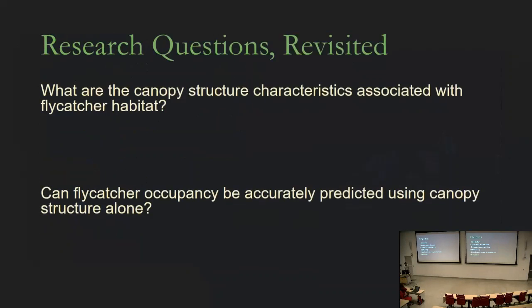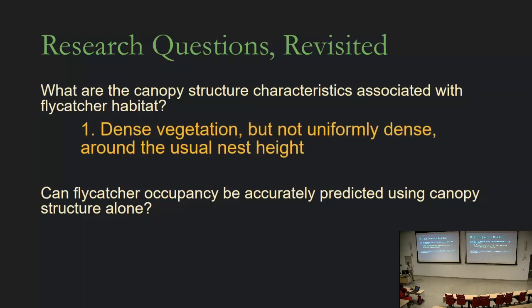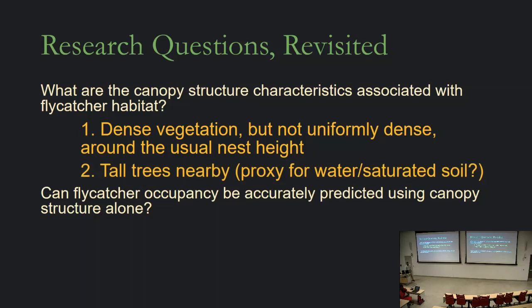Moving on to the conclusion. So revisiting those research questions, what are the canopy structure characteristics associated with flycatcher habitat? Well, dense vegetation, but not uniformly dense, around the usual nest height, which is pretty similar to what that review article that I mentioned earlier said. And then there are some tall trees nearby.